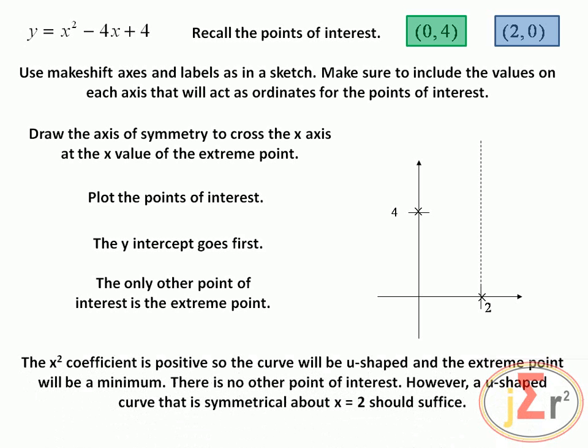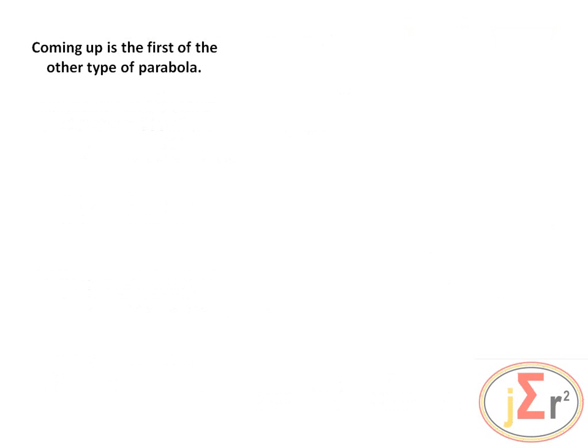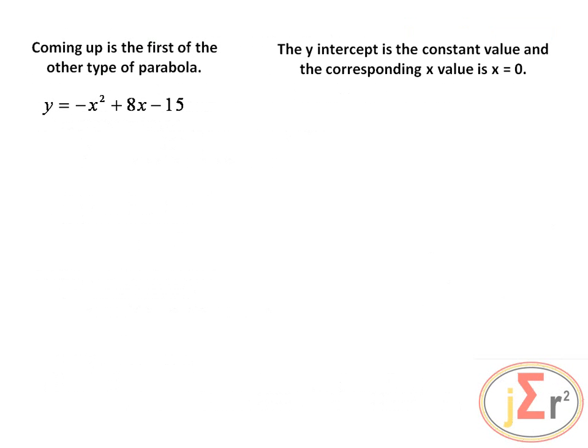The x-squared coefficient is positive, so the curve will be u-shaped and the extreme point will be a minimum. There is no other point of interest. However, a u-shaped curve that is symmetrical about x is equal to 2 should suffice. So coming up is the first curve of the other type of parabola. That is the one where the x-squared coefficient is negative.